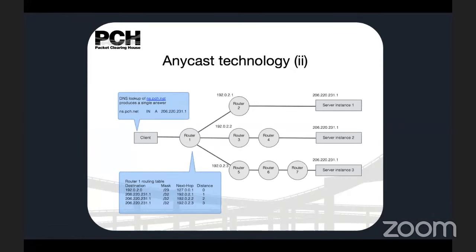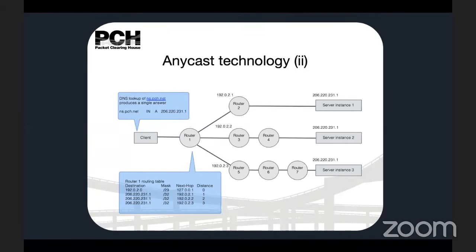In this diagram, if you're looking at the left, you have a client, and then you have an initial router, and then you have three instances of the same authoritative name server: instance one, instance two, and instance three. And as you can see, the shortest path here will be the one on the top. There's only one router. So you can think of it as being very close to you.